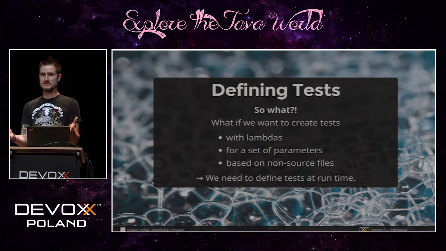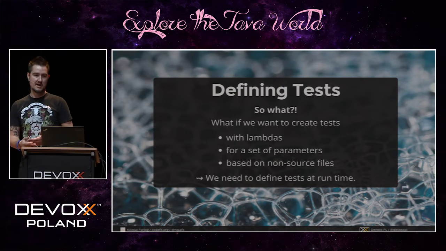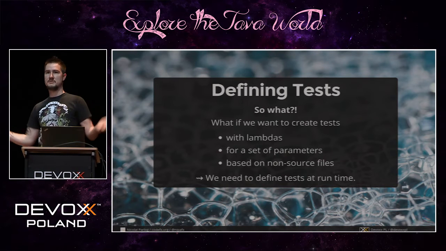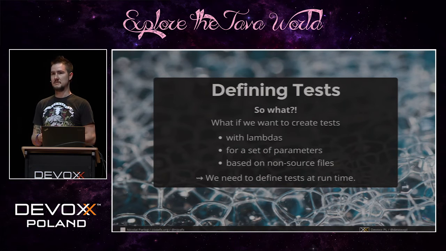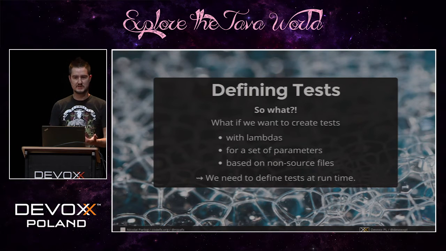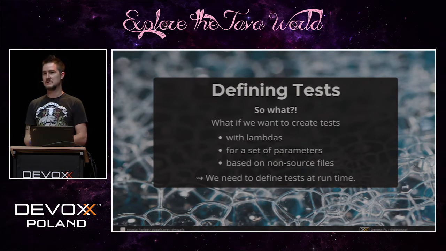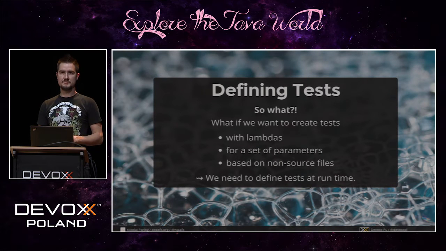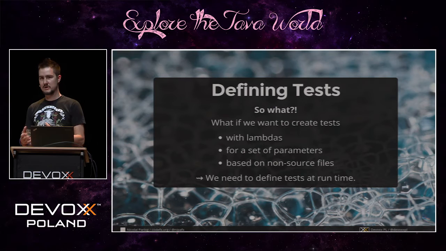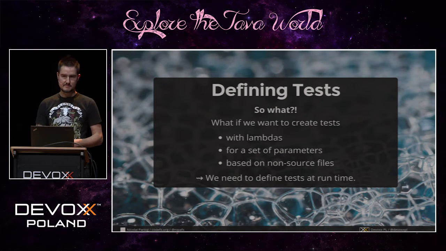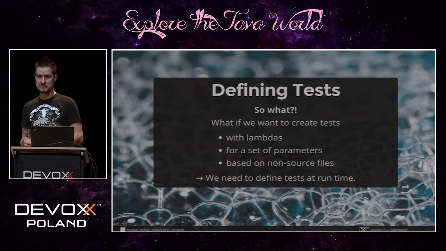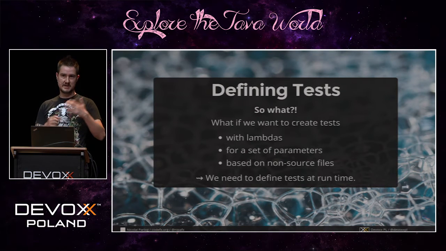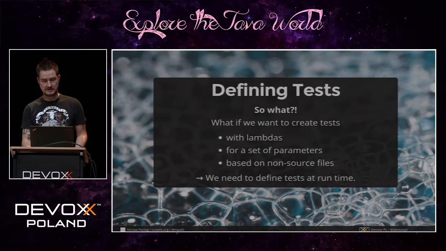So if you want to use lambdas, we are creating tests at runtime. If you want to create tests for a huge amount of parameters, we have to create them at runtime. I mean, the parameterized tests in JUnit 4 is always something painful with theories, and there are other plugins or libraries that you could use, but none of them really work well, and the reason is that JUnit 4 has no concept of creating tests at runtime. What if you want to use non-source files? Maybe other departments in your company are creating test data. Maybe you just want to run them. How could we do that? We have to be able to define tests at runtime.